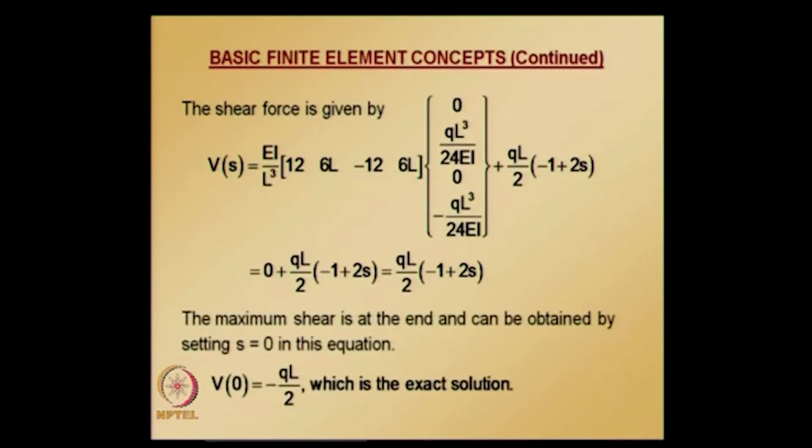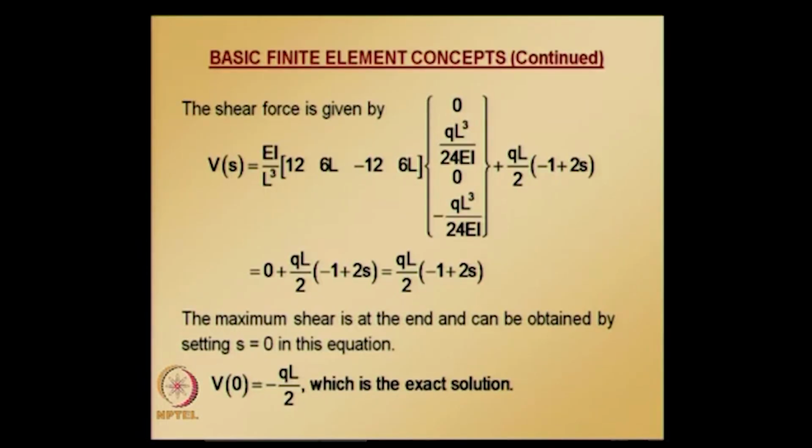So, the maximum shear is at the end and can be obtained by setting S equal to 0 in the equation for shear force, and we get the value minus QL over 2, which now matches the exact solution.